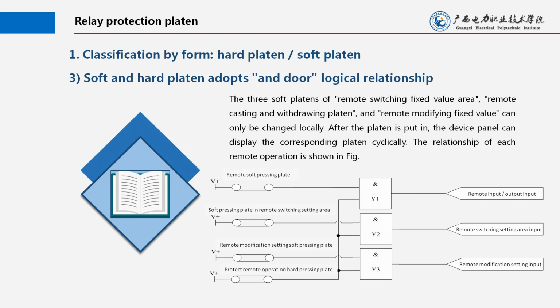The three soft platens of remote switching fixed value area, remote casting and withdrawing platen, and remote modifying fixed value can only be changed locally. After the platen is put in, the device panel can display the corresponding platen cyclically. The relationship of each remote operation is shown in the figure.